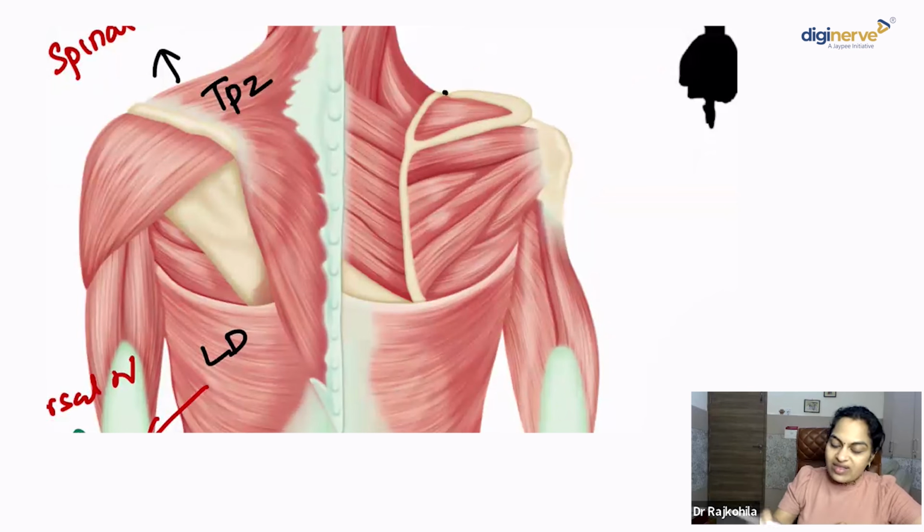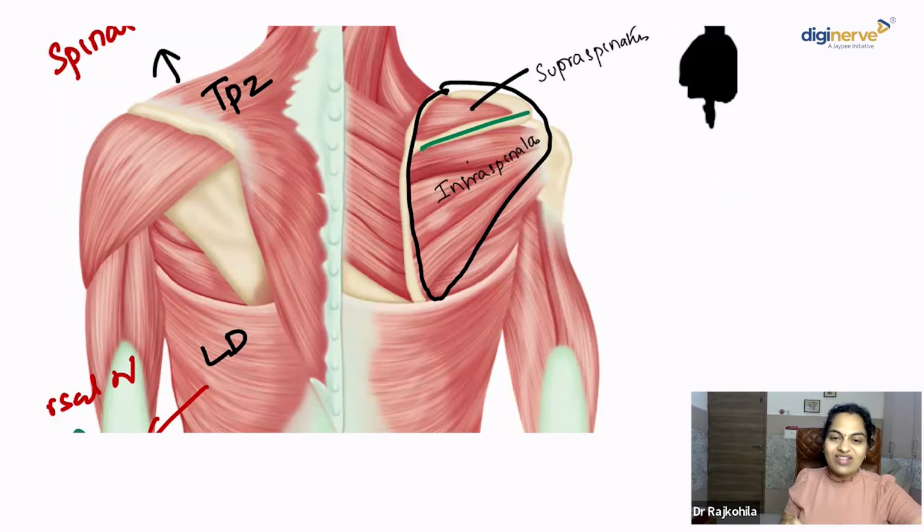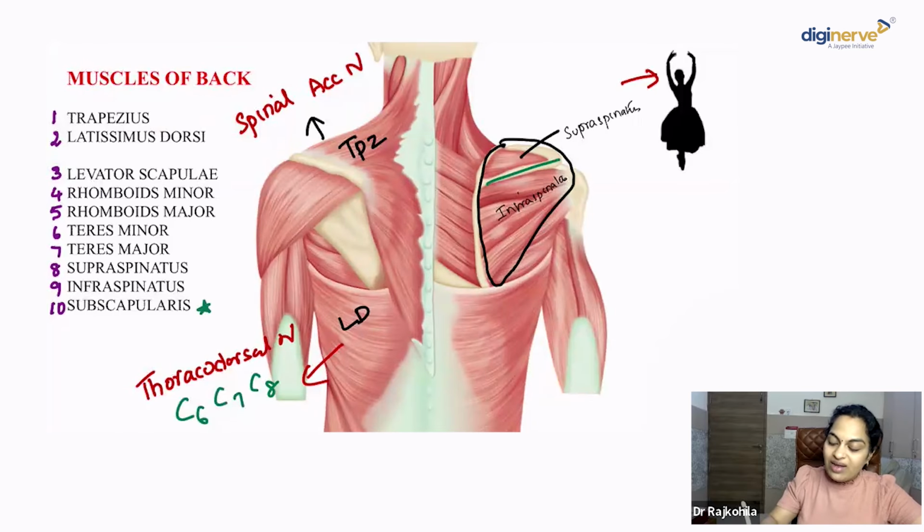Can you make out the scapula here? Yes, this is the spinous process of the scapula. The muscle that you see above the spinous process, this is the supraspinatus. And here is the infraspinatus. Once you identify these two muscles, they share a common nerve supply. Yes, from the Erb's point, the suprascapular nerve innervates both the supraspinatus and the infraspinatus.